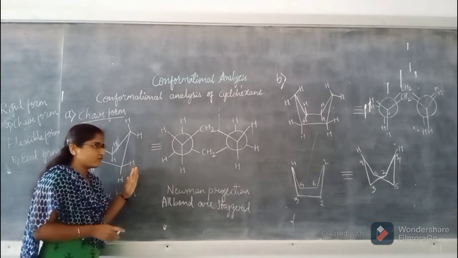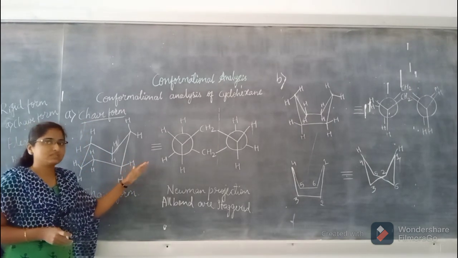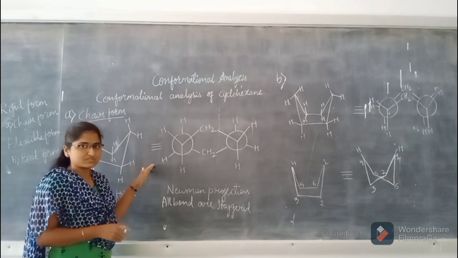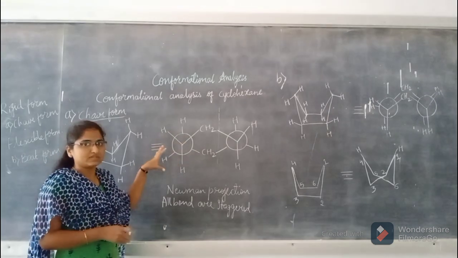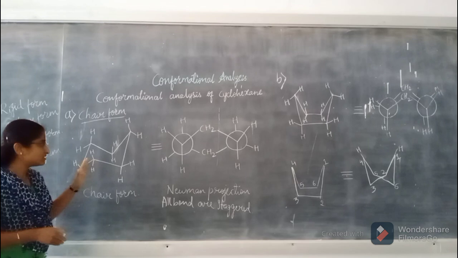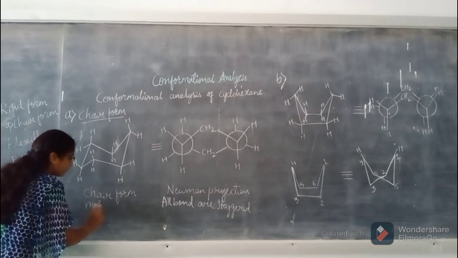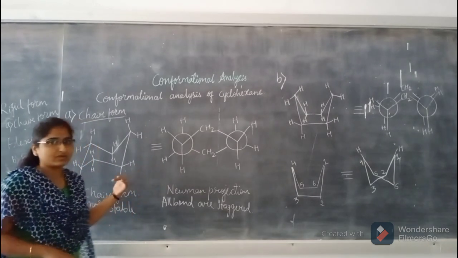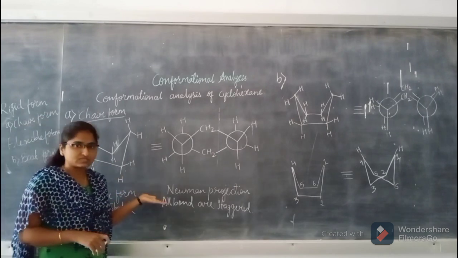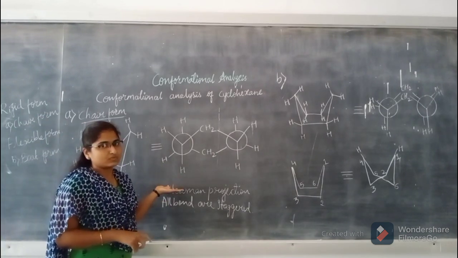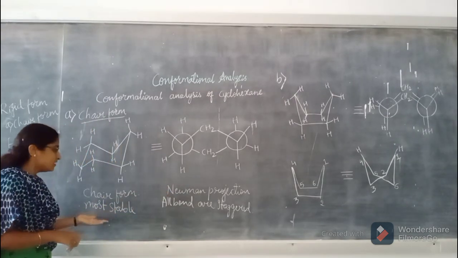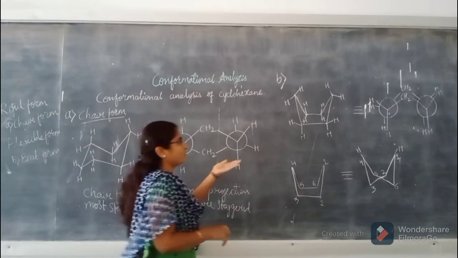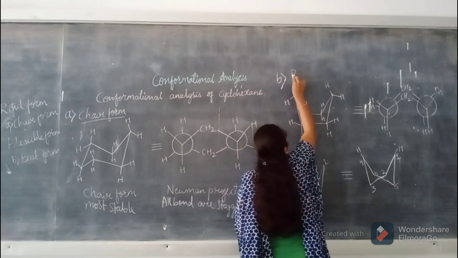Since all the bonds in the chair form are staggered, as a result there will be a minimization of the steric strain between the groups, or you can say between the bonds. So the chair form becomes the most stable form of the cyclohexane. Why? Because all the bonds are staggered and there will be less steric strain between the bonds. So because of that reason, we can say the chair form of cyclohexane is the most stable form. And moving to the second conformation, that is the boat form.